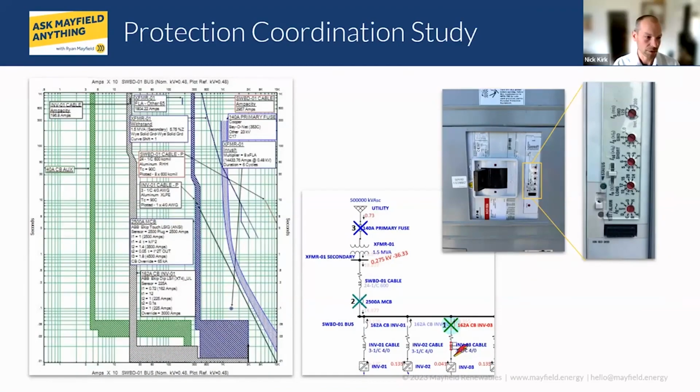ETAP software allows us to create these time current curves on the left-hand side here that allow us to properly coordinate the different overcurrent protection devices in the system. And once we've got that all built and coordinated, we can then verify it, like Victor showed earlier, by inserting a fault in a particular location.